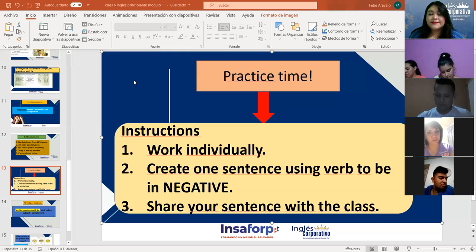Tell me your sentence. Okay, I am not from Mexico. That's correct. Thank you. You're Salvadorian. Thank you. Let's see, Noé. My example is, my mother is not from Spain. That's correct. Thank you. Very good. Orlando Echeverría.